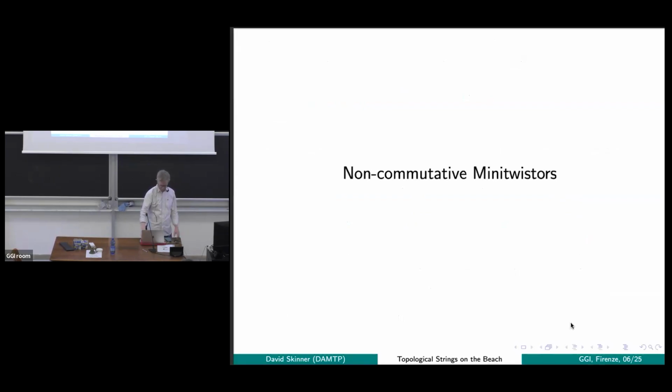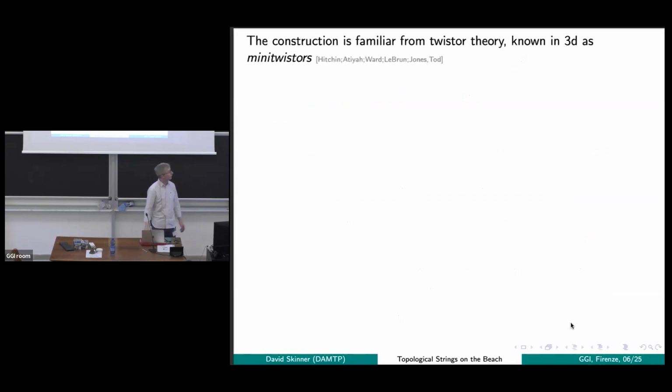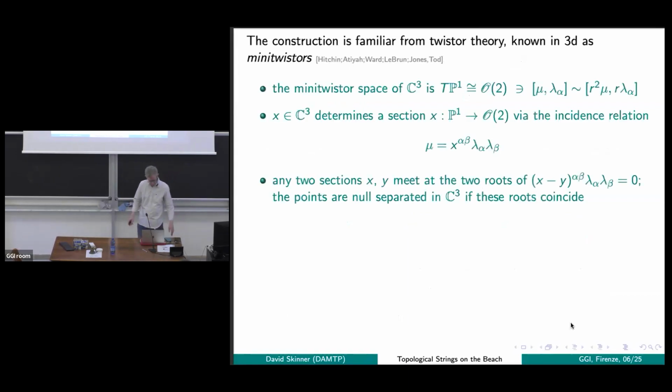Now, this is, of course, very close to a version of twistor space. It won't be surprising to you lot to hear that I'm going to tell you something about twistor space. But since we're in 3 dimensions, the relevant twistor theory is actually known as mini twistors, just because we're in 3 dimensions rather than 4. How does this work? So for C3 rather than R3 for now, the mini twistor space is the tangent bundle of the Riemann sphere, so O(2).